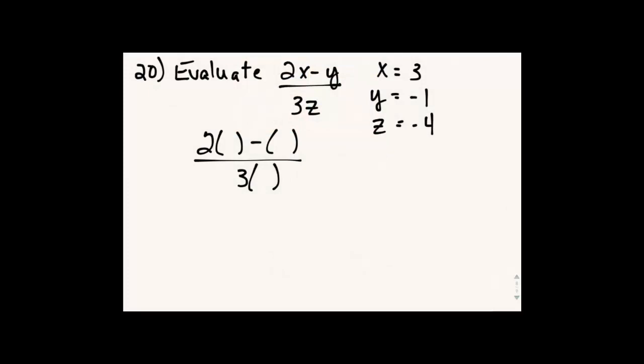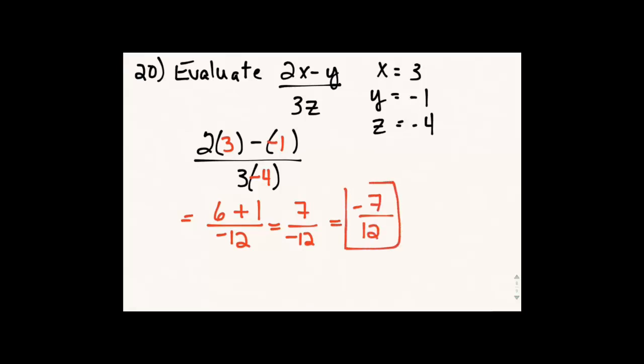So x equals 3 goes in the first spot, y equals -1 goes in the second spot, and z equals -4 goes in the third. So we end up with 6 plus 1, because minus a negative makes plus, over -12. And that gives us 7 over -12. Because I don't like my negative in the denominator, I'm going to switch that to -7/12. As long as you know that there's only one negative sign, it doesn't really matter which way you write it.